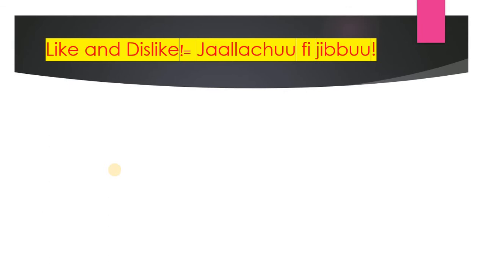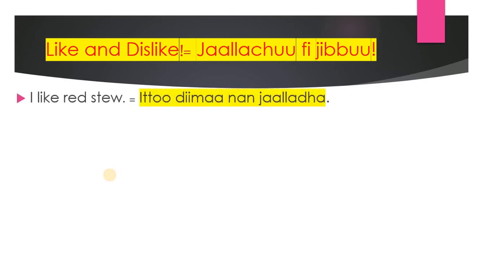Some few words are picked from Oromo language communications. So jallachu and jibbu. Jallachu is like, love. Jibbu is dislike or hate. That's the literal meaning. We use these words to express likes and dislikes in Oromo. So we see, I like red stew, very common in Oromo, and in general in Ethiopia. Red stew is very common, so that's why I picked it.